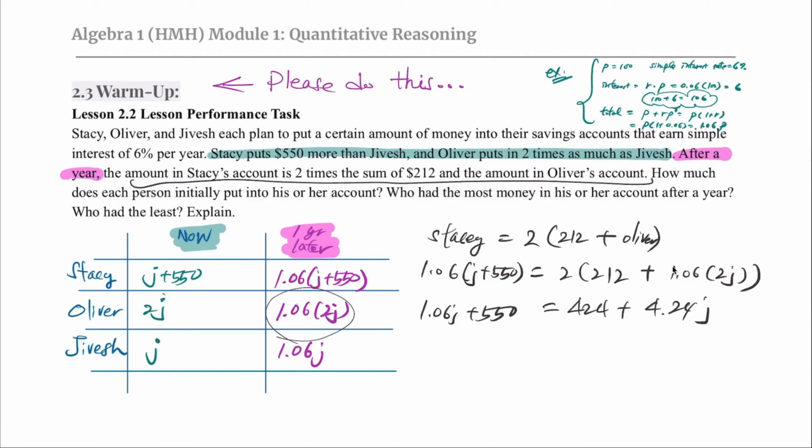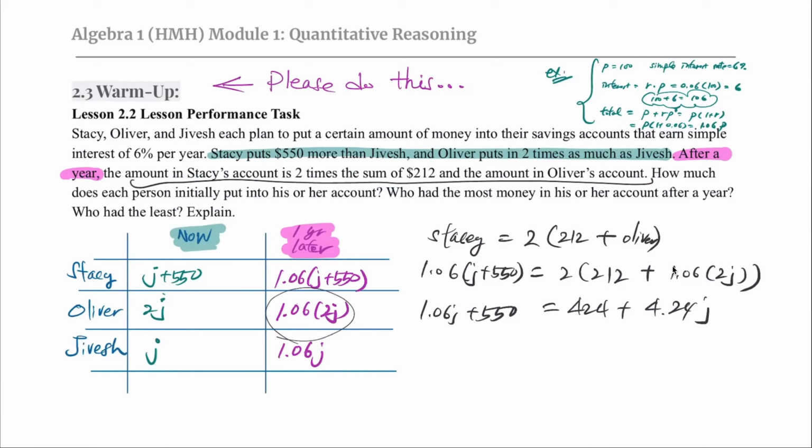But here's the thing though. They're asking how much does each person initially put down, so we gotta find out what these three are once you find the J. And then, who has the most money after a year? Who has the least? Well, whoever had it the most to begin with will end up with the most because they grow at relatively the same amount, so the relationship would not change, right? All right, why don't you go ahead and try to fill out the rest of the information.